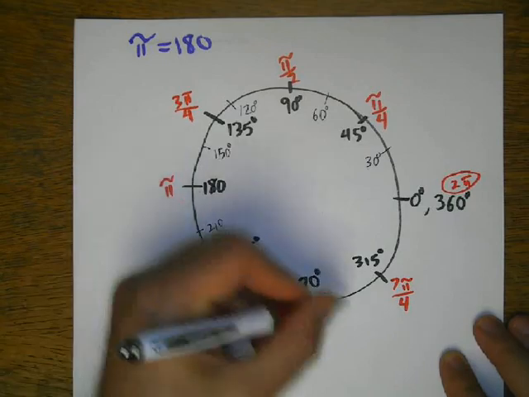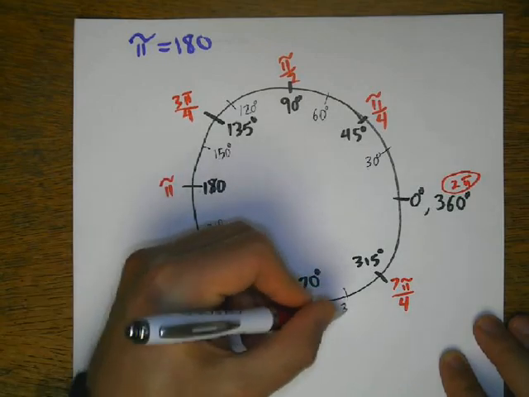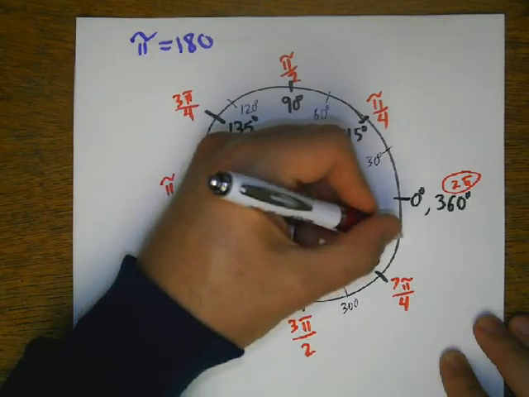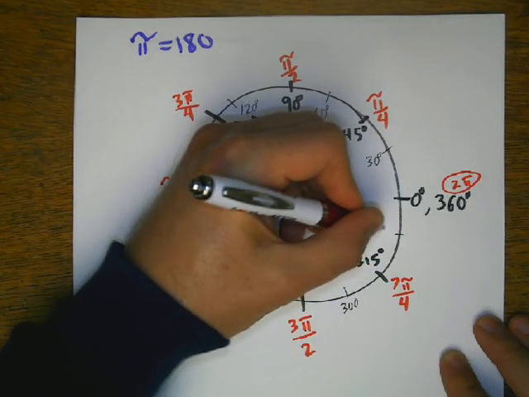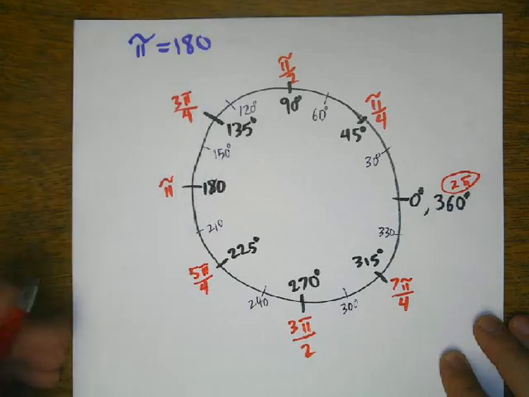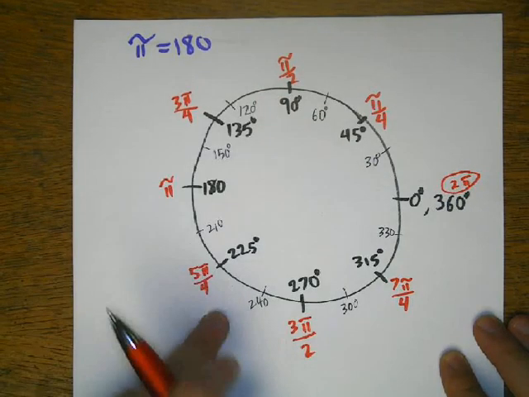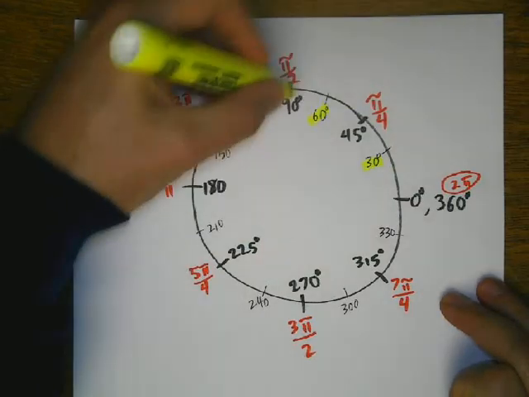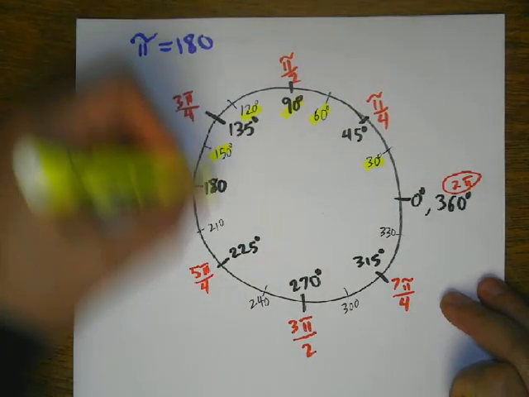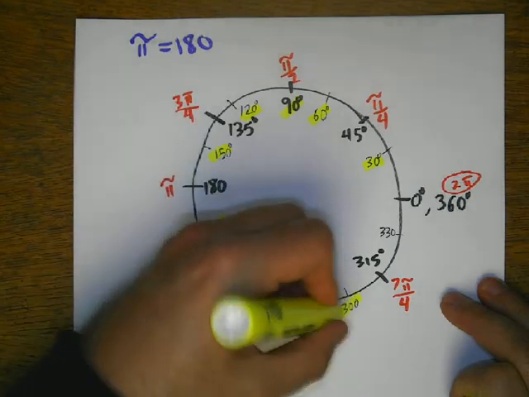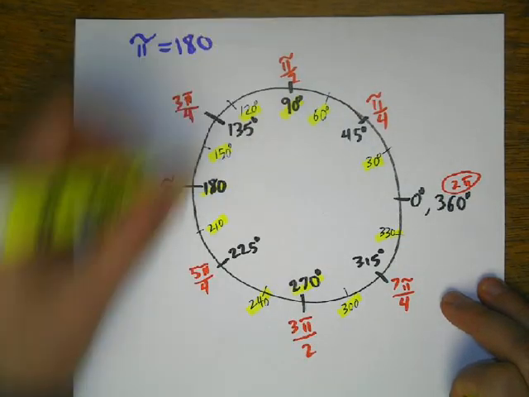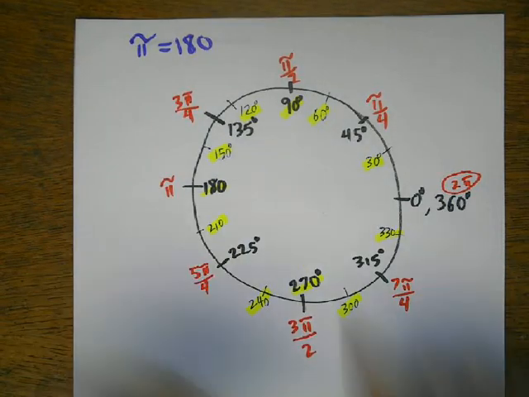Add another 30, we get 300. And add another 30, we get 330. Okay, so now I'm going to do this in terms of adding 30. So 30, 60, 90, 120, 150, 210, 240. Okay, so what I've done is I've added 30 to get each of the next yellow ones.